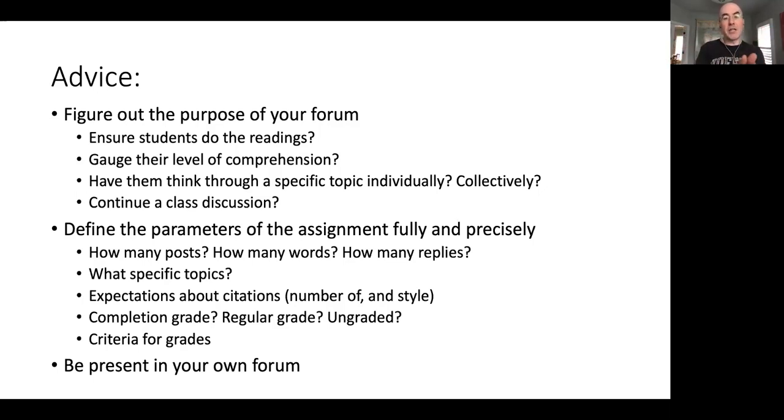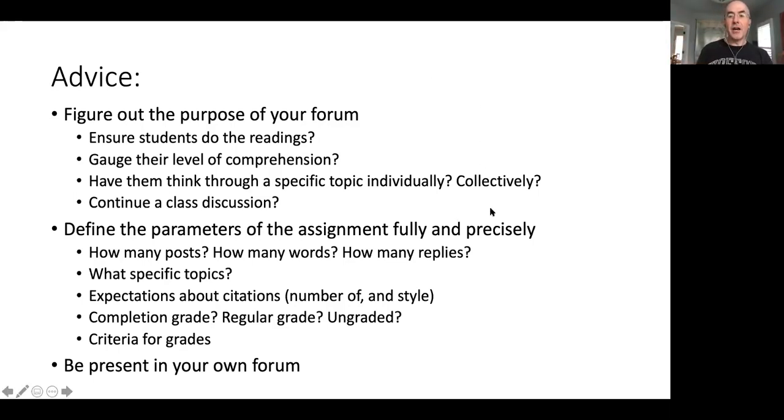Is it because you want to gauge a level of comprehension? Is it because you want to target their reading? Is it because you have a specific topic you want them to think through individually or collectively? Is it because you had some sort of class discussion, whatever that looks like in our new environment, that you want to continue after the fact? However you're going to, whatever it is that you want to get out of the forum, you have to decide that before you set it up.